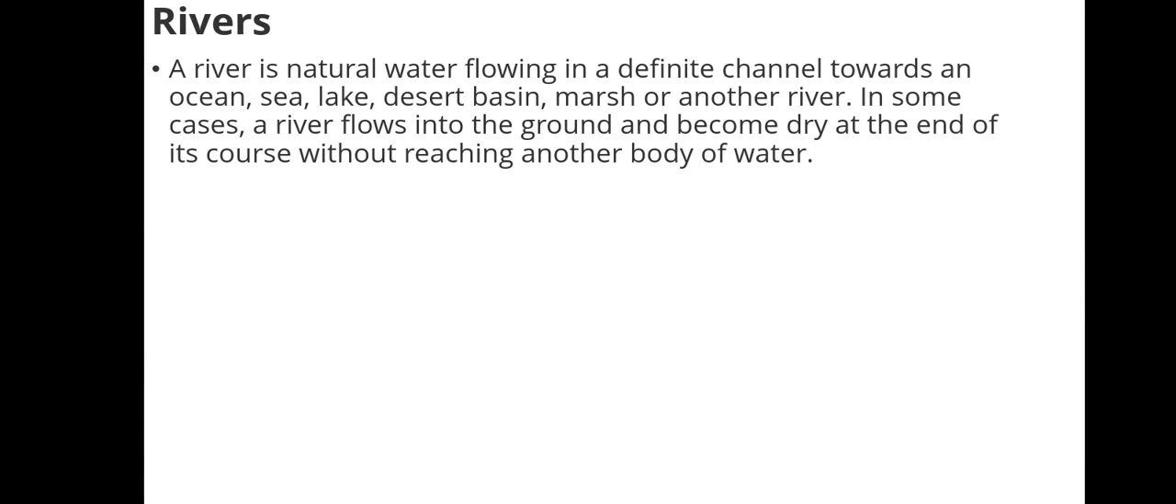Let's see about rivers. A river is a natural water flow in a defined channel towards an ocean, sea, lake, desert margin, marsh, or another river. In some cases, a river flows into the ground and becomes dry at the end of its course without reaching another body of water.